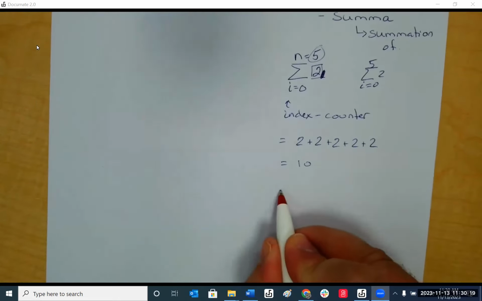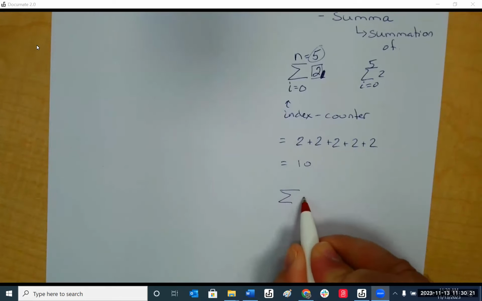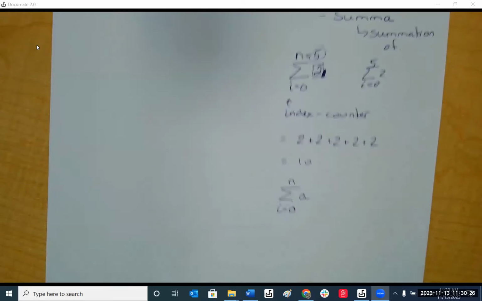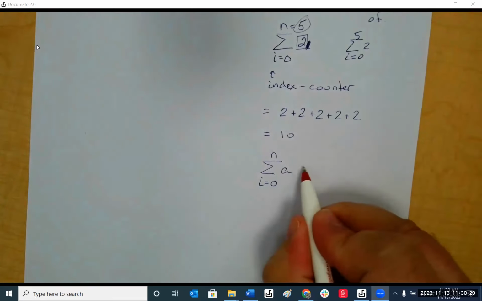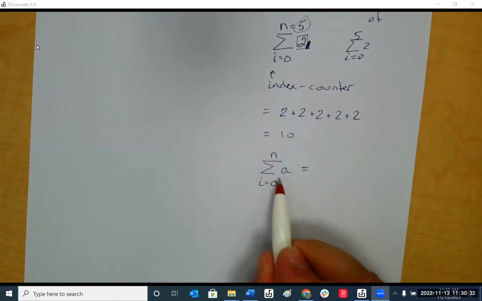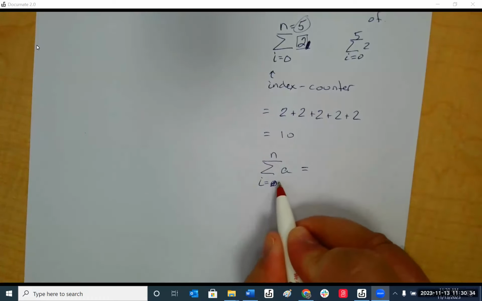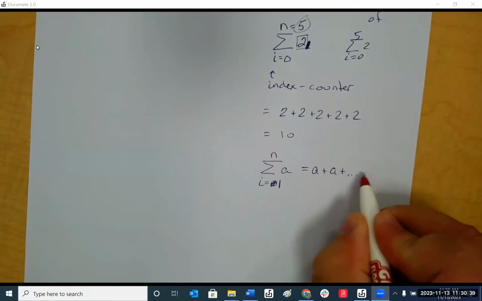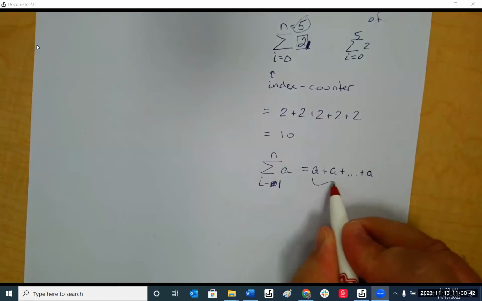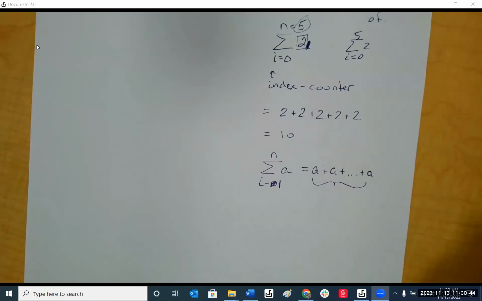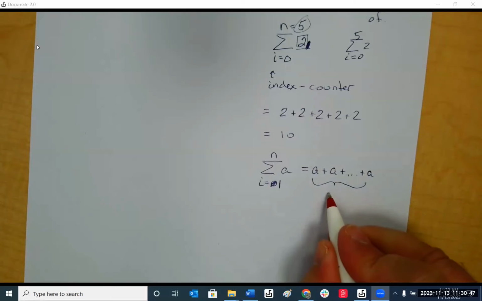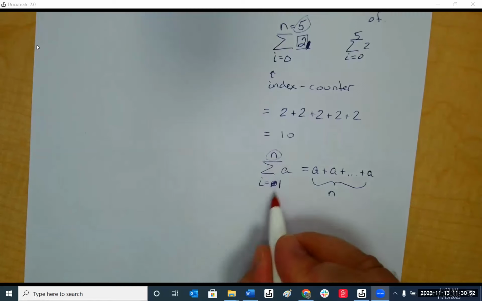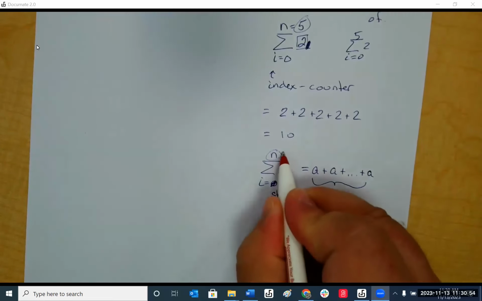But if you think about it, what this thing tells us to do, well, let's start with 1. We start with the first one: A plus A plus A. How many times do we add A in this example? N times. Whatever this is, you start here and you stop here.